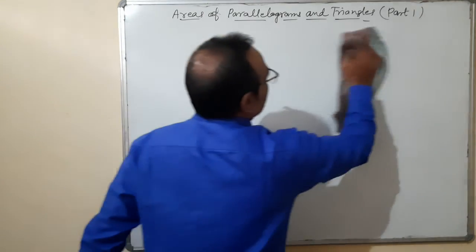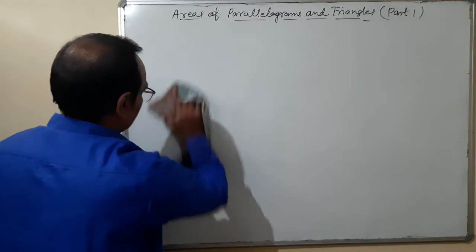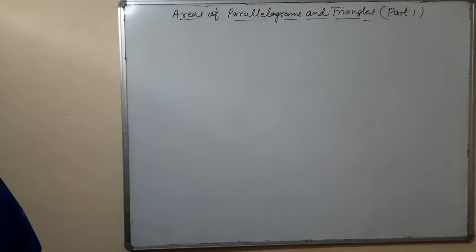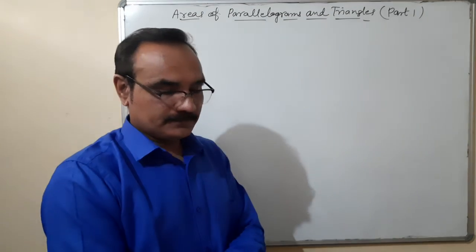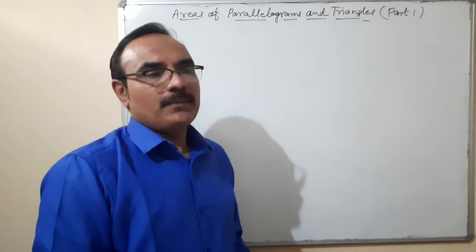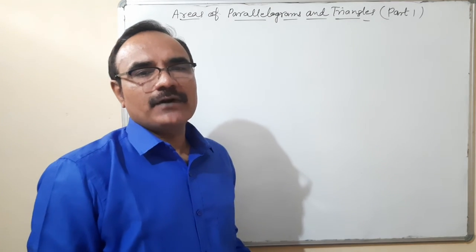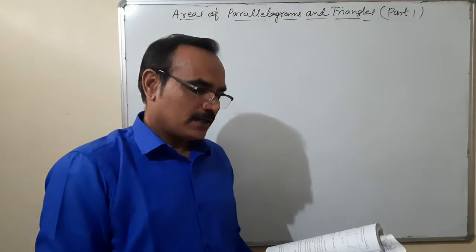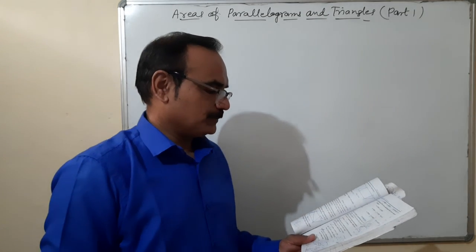Exercise 9.2, because 9.1 is a simple exercise in which we have to identify which triangles have the same base and are between the same parallels, yes or no. So we just have to identify it. So I am starting from exercise 9.2.